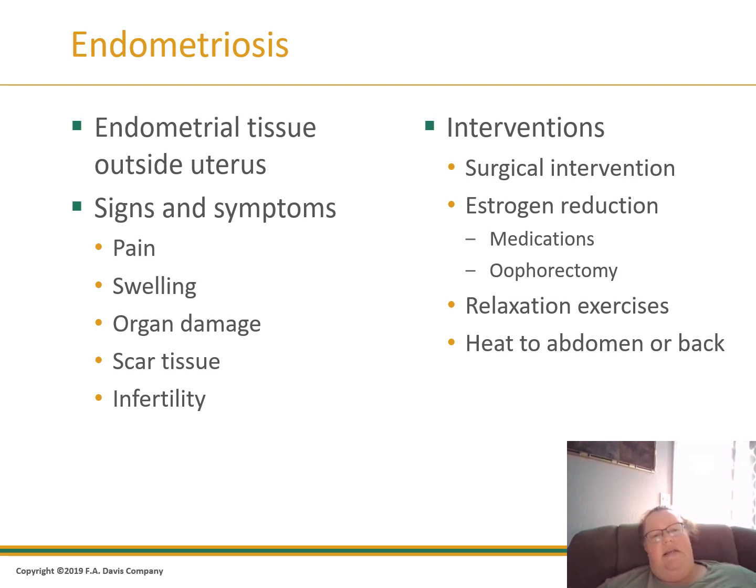Endometriosis is endometrial tissue outside the uterus, like I've already talked about. Signs and symptoms are pain, swelling, organ damage, scar tissue, and infertility. Interventions are surgical intervention, estrogen reduction, medications, and an oophorectomy. Oophorectomy means you're taking out the ovaries because they keep sticking to the outside wall. That's not what you want to do because most people do want to have children, so that's probably a last resort. Relaxation exercises and heat to the abdomen or back are helpful.